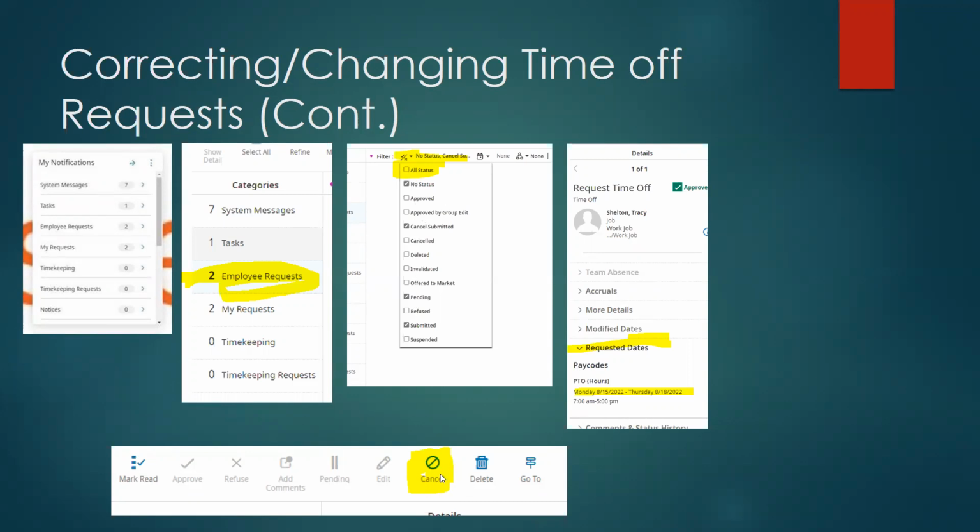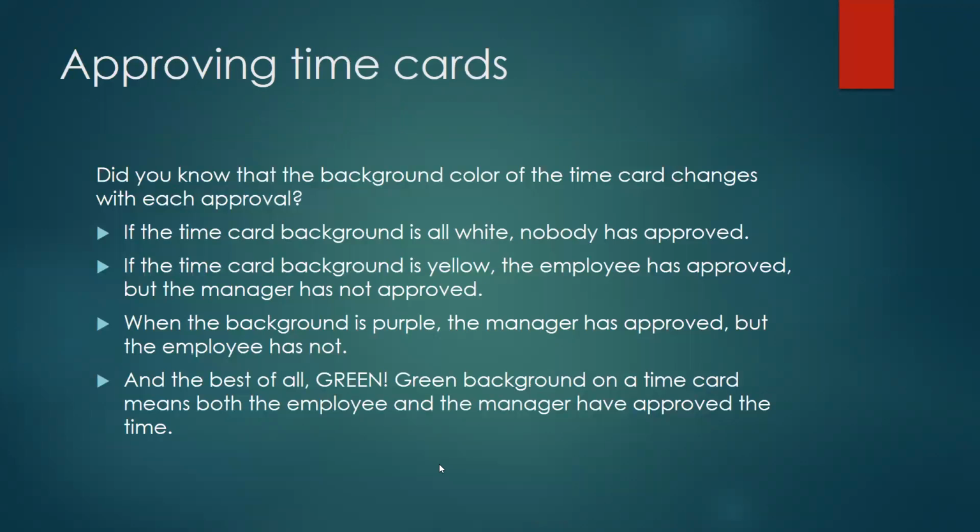And then again, we're going to want to cancel, not delete. So you'll cancel that PTO request and then let the staff know to go in and re-request a new one for the correct day and time, or not at all if they ended up working the whole day.